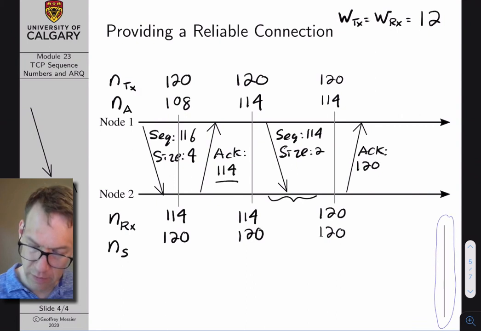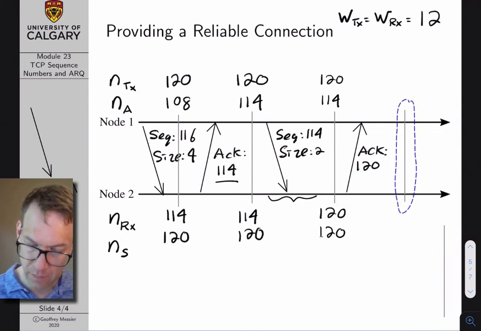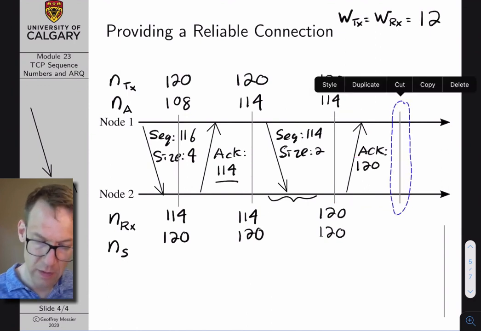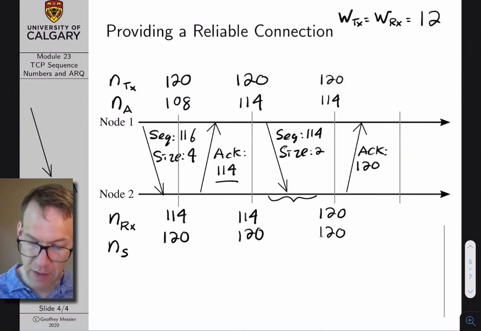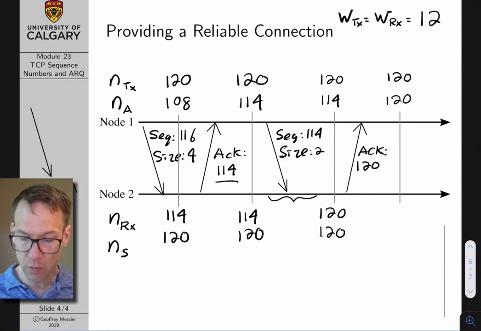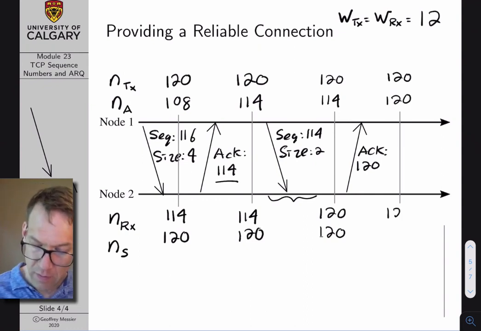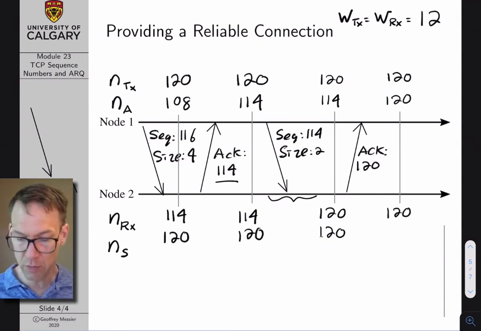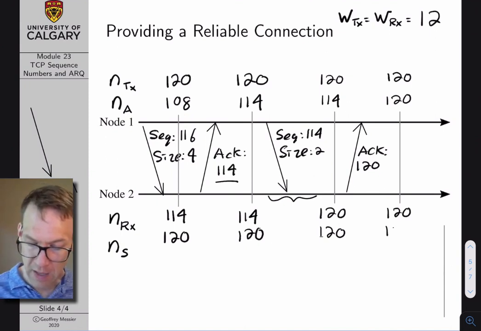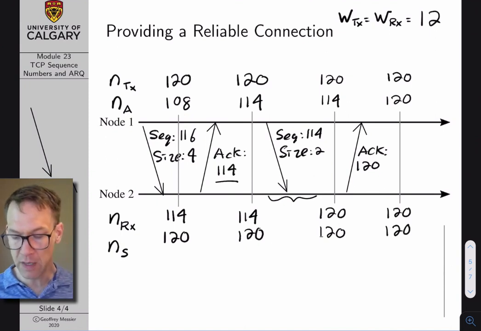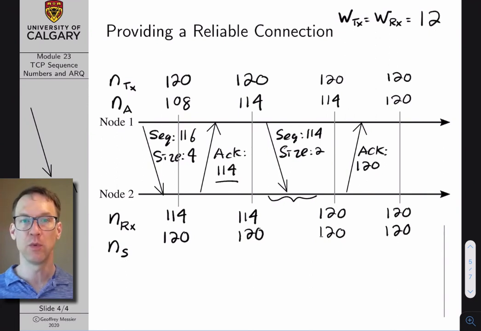Just to conclude the example, at this point, everything is all caught up. The transmitter is ready to send byte 120. We've acknowledged that the next byte we're expecting is 120. The next in-order byte we're expecting is 120. And the maximum byte that we've received is 119, so NS is equal to 120 as well.